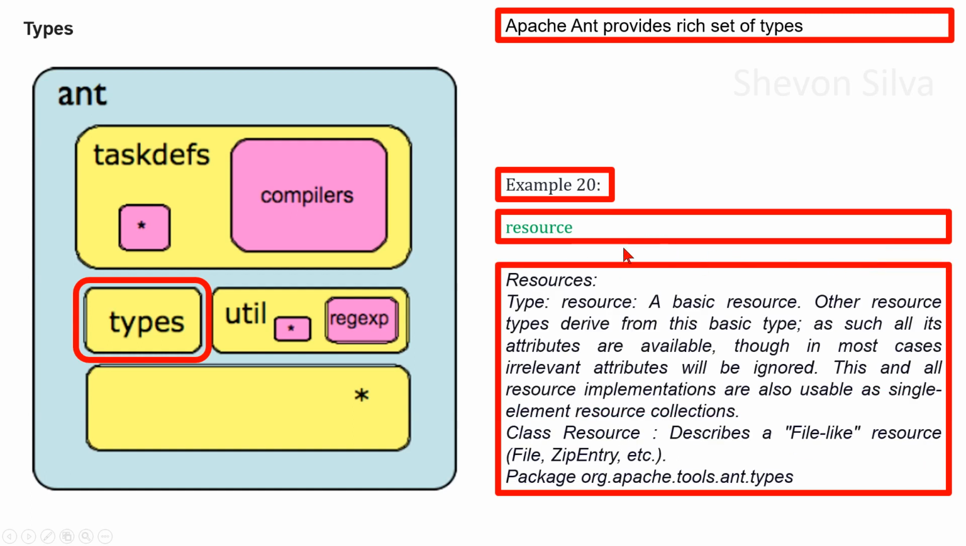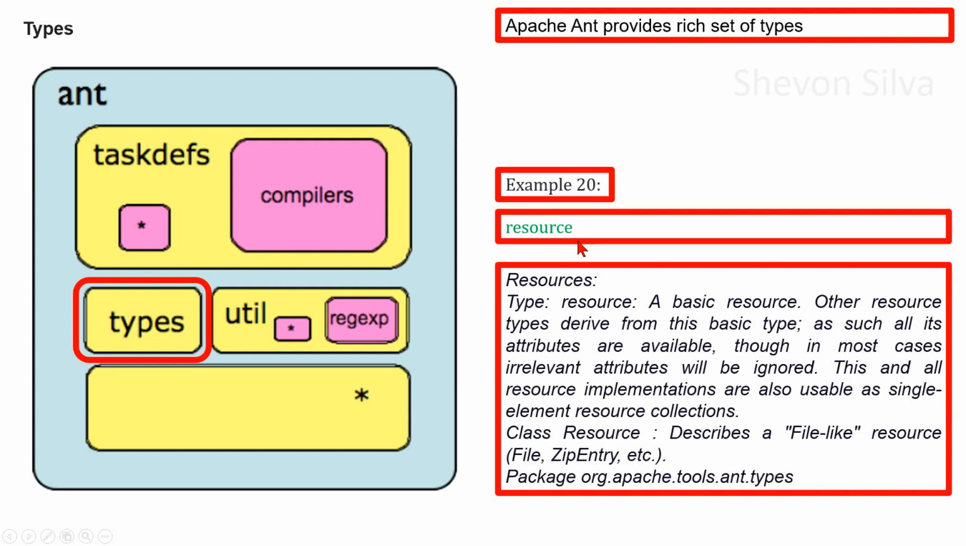Now we are considering a resource, a basic resource type from which other resource types are derived. As such, all its attributes are available, though in most cases irrelevant attributes will be ignored. This and all resource implementations are also usable as single element resource collectors. Regarding API, we can consider class Resource, which describes a file-like resource: file, zip entry, etc.